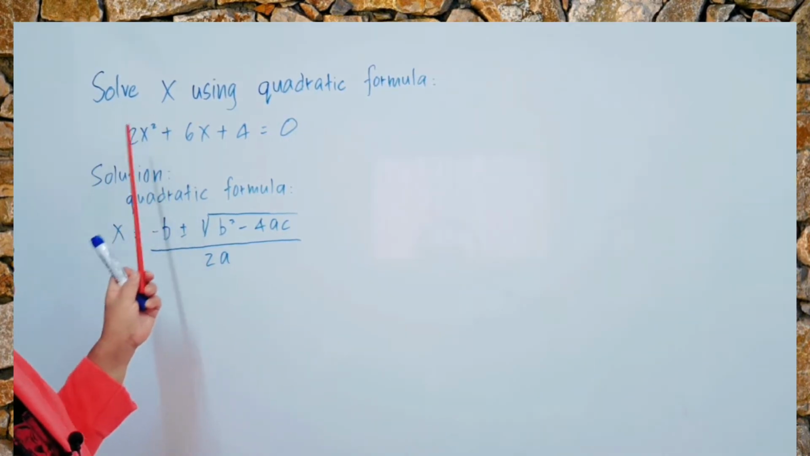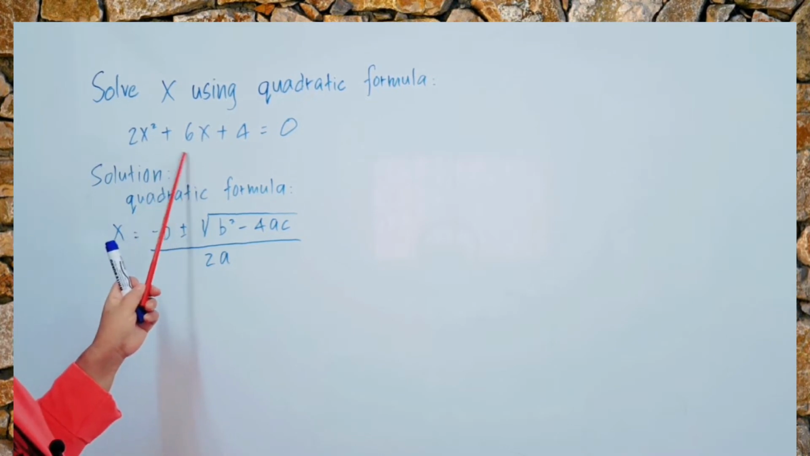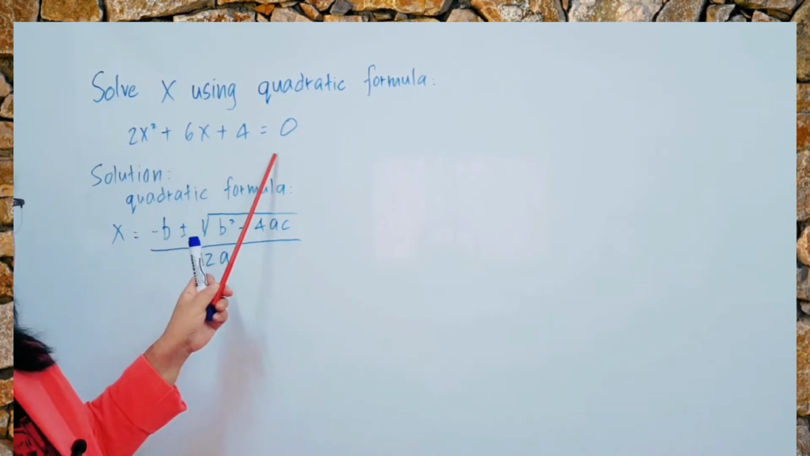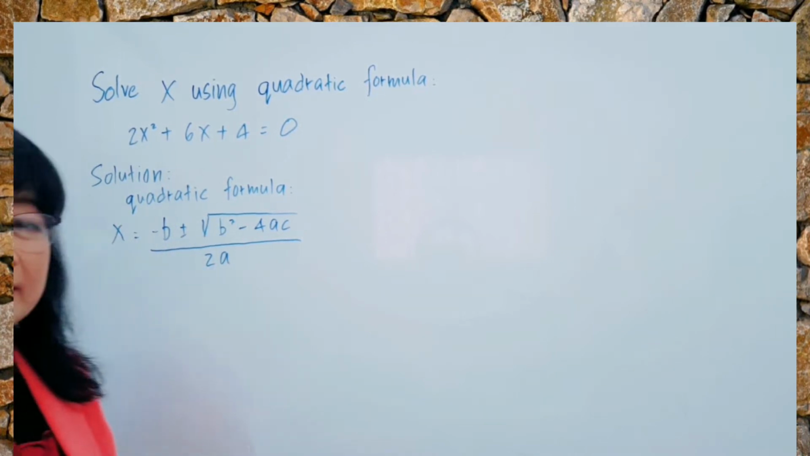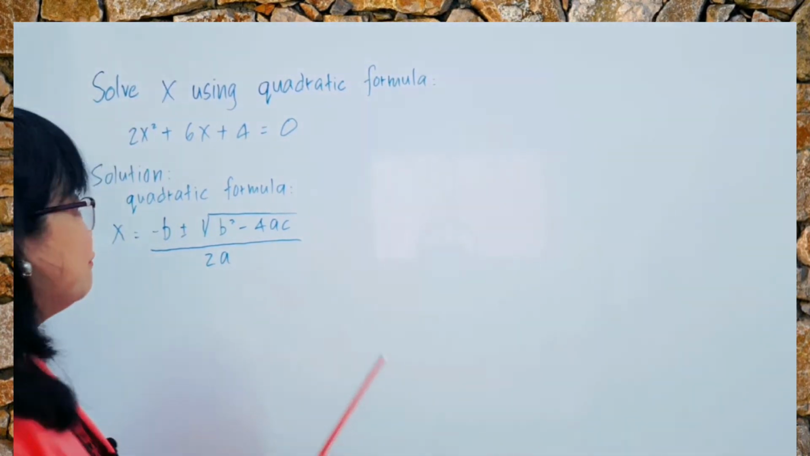Solve for x. Now, the equation 2x squared plus 6x plus 4 is equal to 0 daw. We have to solve this one using quadratic formula. Bakit? Kasi hindi siya ma-factor.